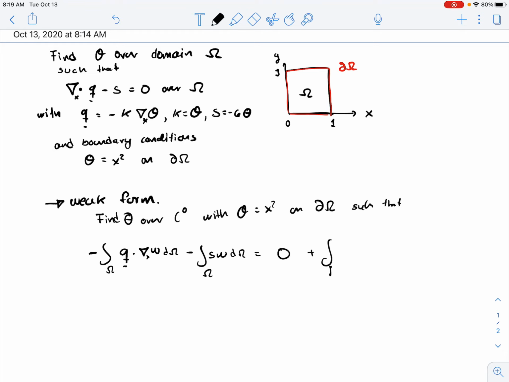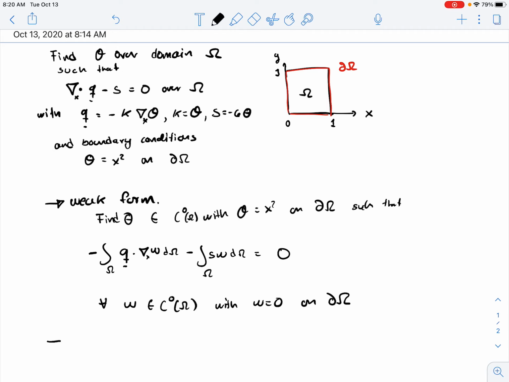Otherwise, I would have the extra term, plus the integral over the boundary, delta omega, of the things that have, if I were given a normal flux, I would have to be integrating that as an extra term. For all W's in Z0, and this should be in C0 over omega. That's correct notation. So yes, with W equals 0 on the boundary.